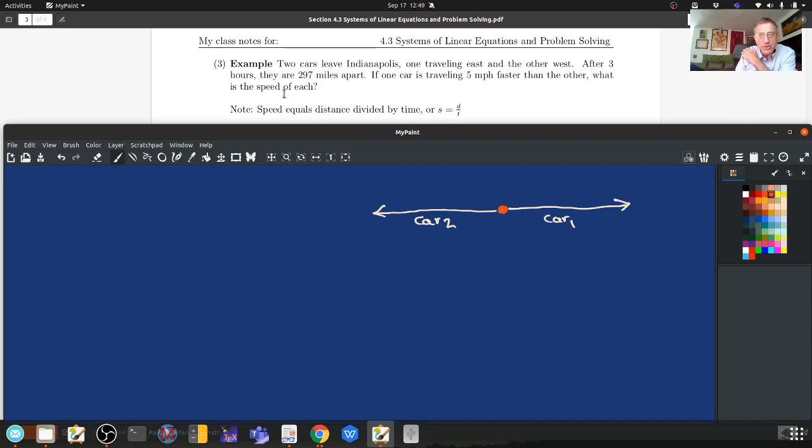After 3 hours, they are 297 miles apart. If one car is traveling 5 miles per hour faster than the other, what is the speed of each car? So we're going to let x, our unknown is speed. x equal to the speed of car 1. So it means y will equal the speed of car 2.